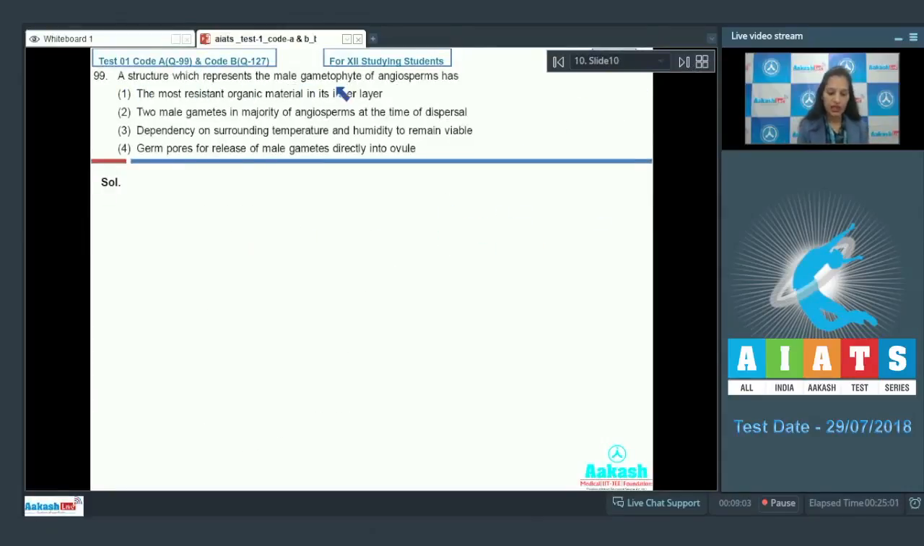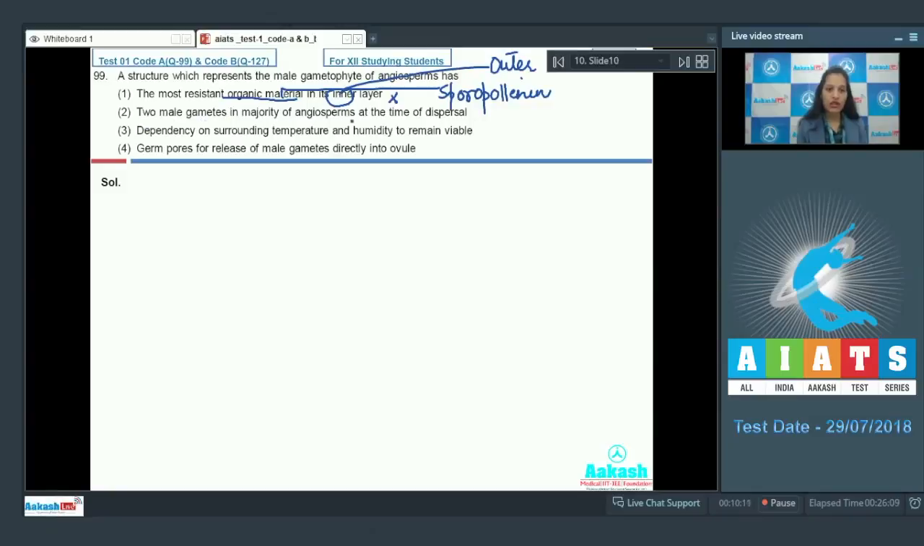A structure which represents the male gametophyte of angiosperm has. See, what is the male gametophyte of angiosperms? A male gametophyte is a structure which produces male gametes. In case of angiosperms or the flowering plants, the male gametophyte is the pollen grain. So pollen grain is the male gametophyte in case of angiosperms. First statement, the most resistant organic material in its inner layer. The pollen grain has the most resistant organic material, that is sporopollenin, on its outer layer. So this statement is incorrect.